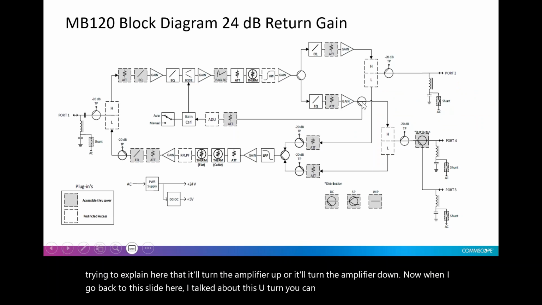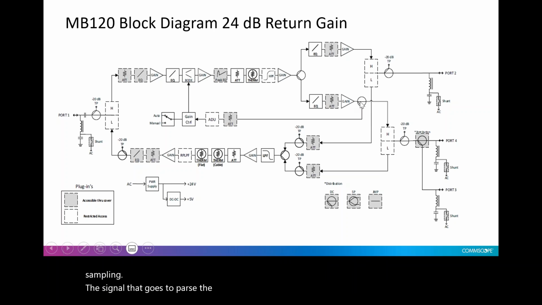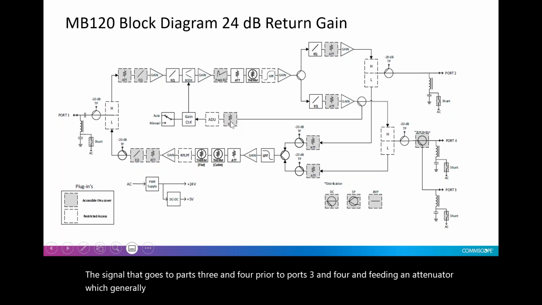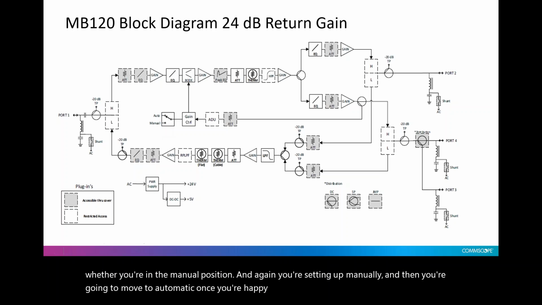You can see what they're doing here is sampling the signal that goes to ports 3 and 4, prior to ports 3 and 4, and feeding an attenuator, which generally remains a 0 pad, hits the ADU, tells the gain control circuit what to do based on whether you're in the manual position. And again, you're setting up manually, and then you're going to move to automatic once you're happy with your manual settings.